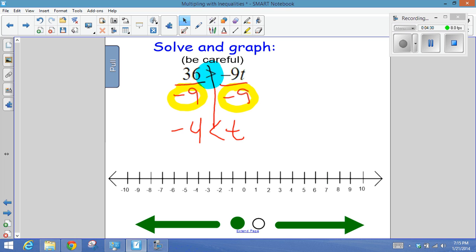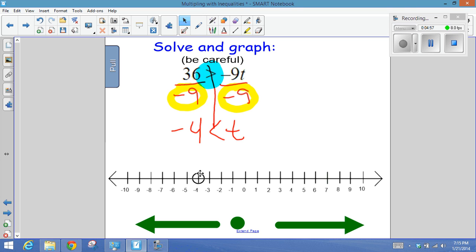So I'm going to put my open circle this time, because there isn't the equal sign underneath my inequality. Right? So open circle at -4.